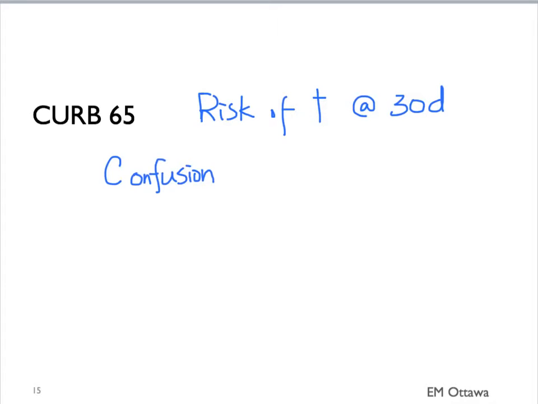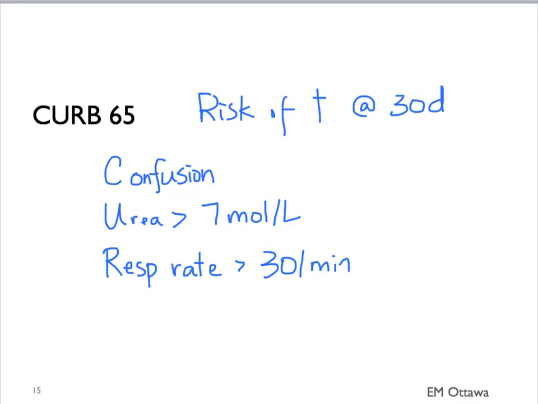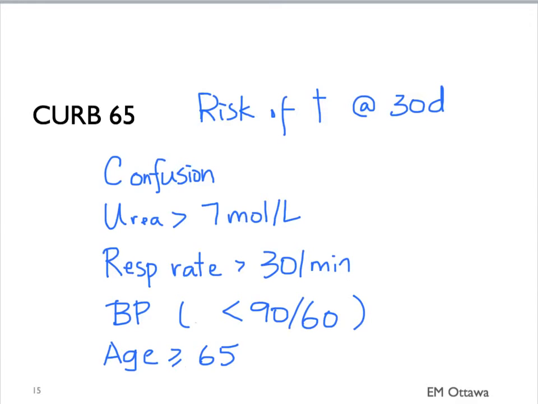We'll first talk about CURB 65. This score uses 5 risk factors to see the overall risk of death at 30 days. The more risk factors, the higher the risk. It stands for confusion, urea more than 7 millimoles per liter. The R stands for respiratory rate more than 30 per minute. B stands for blood pressure, either a systolic less than 90 or a diastolic less than 60. 65 stands for age greater than or equal to 65 years old. Each is given 1 point.